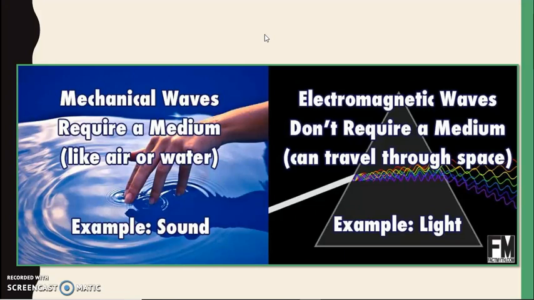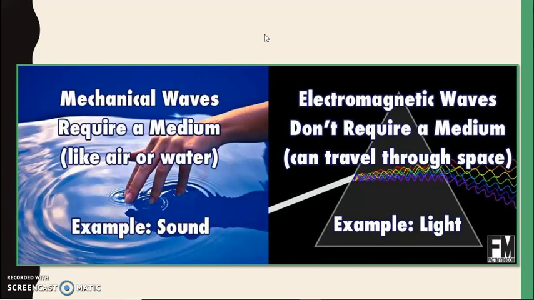So for example, sound waves are mechanical waves. Sound waves work by pushing energy through matter, through air, through water. If you went to outer space where there is no medium, there are no particles, there is no air, there is no water, sound waves wouldn't travel. They have to have a medium because they are mechanical waves.